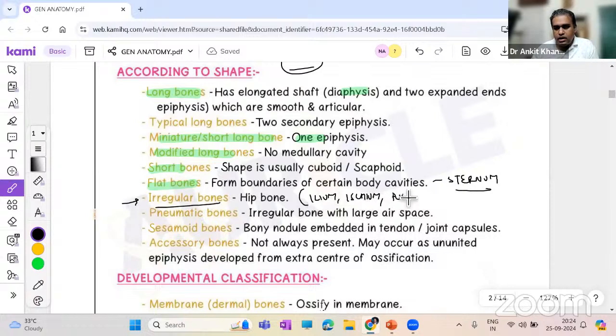Again, while discussing general anatomy, obviously I won't be going into details, because once you enter the topics of upper limb, lower limb, abdomen, thorax, and others, these things will be dealt with in detail. So ilium, ischium, pubis, they form the hip bone. Then we have pneumatic bones, which have air spaces inside. This is basically found more in birds. Right? Birds are very light in weight because they have to fly.